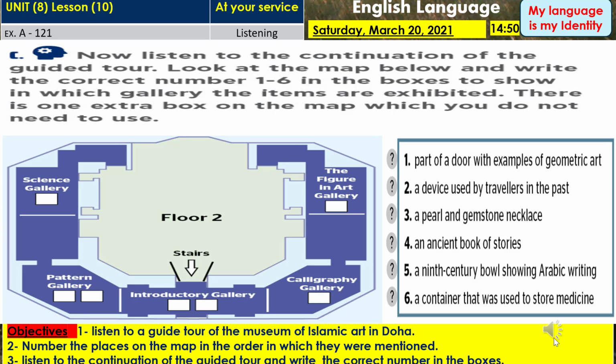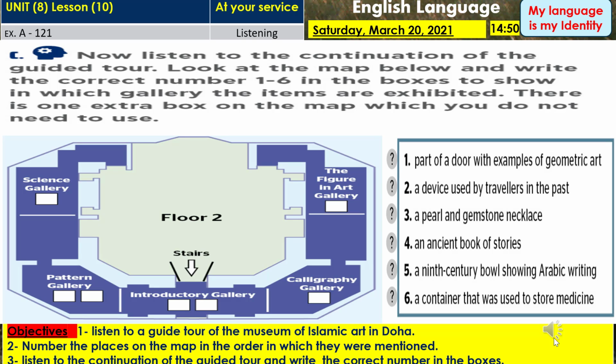Now listen to the continuation of the guided tour. Look at the map below and write the correct number from 1 to 6 in the boxes to show in which gallery the items are exhibited. There is one extra box on the map which you don't need to use. Okay, now we will listen.